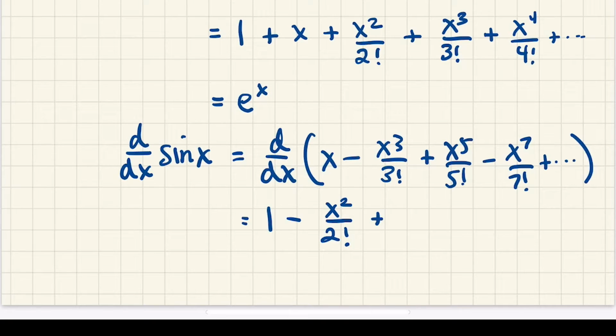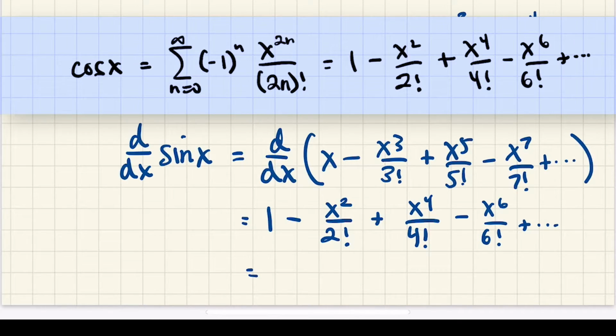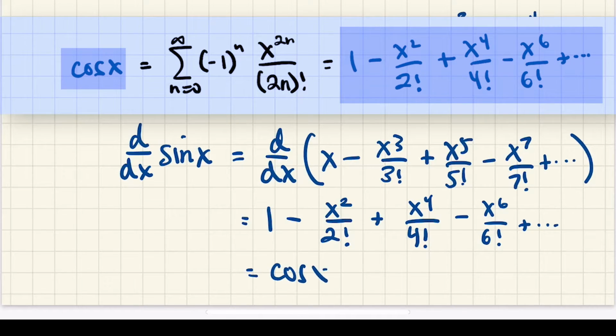The derivative of x to the 5 is 5x to the 4th. Same story, that 5 will cancel with the 5 factorial, so we get x to the 4th over what's left, which is 4 factorial. And x to the 6 over 6 factorial. And, okay, well, that's just the power series that we know for cosine of x. So the derivative of sine of x is cosine of x.